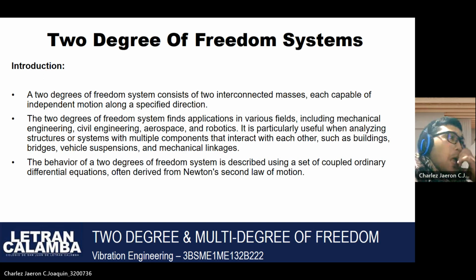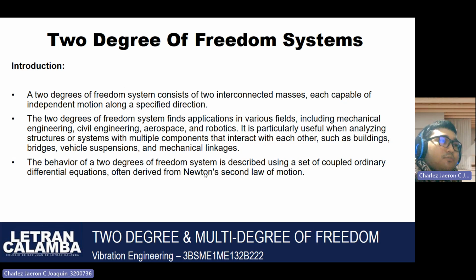Introduction. A two degrees of freedom system consists of two interconnected masses, each capable of independent motion along a specified direction. The two degrees of freedom system finds applications in various fields, including mechanical engineering, civil engineering, aerospace, and robotics. It is particularly useful when analyzing structures or systems with multiple components that interact with each other, such as buildings, bridges, vehicle suspensions, and mechanical linkage.